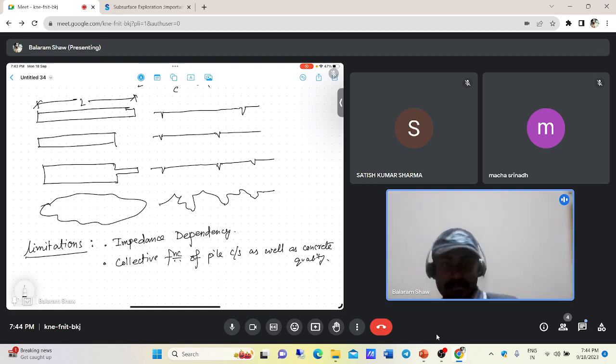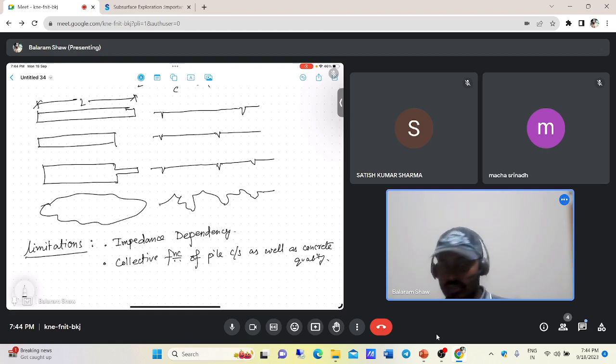And again, this impedance is also a collective effect of the pile and the soil properties. So it is difficult to identify the reason for the change as pile or soil characteristics. So these are some of the limitations of the pile integrity test.